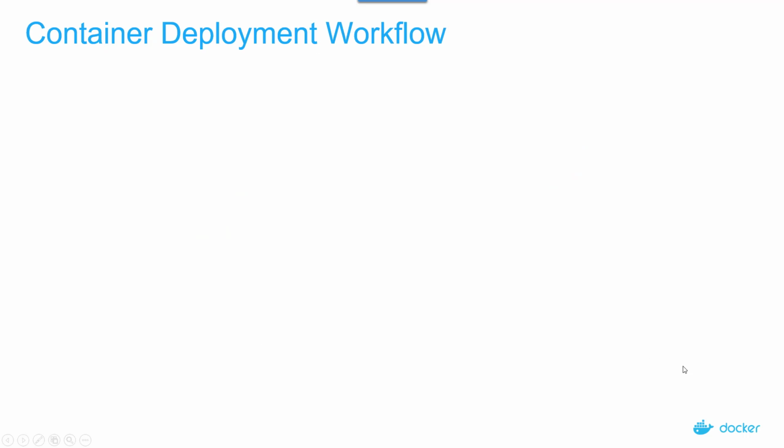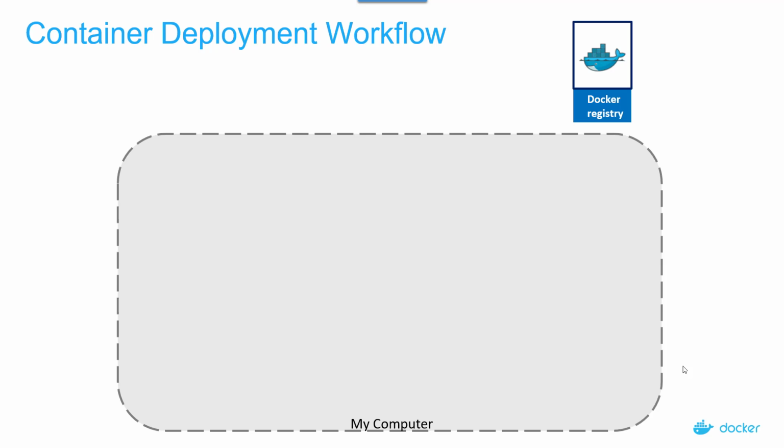Container deployment workflow. This is the most important slide in this presentation. It starts with a Docker registry, which is a public repository that has many images. It could be public or private, but it's usually on the internet. An example of that is Docker Hub. I start by pulling an image from the Docker registry. So now I have the image on my computer, which is just a file system that exists on my computer.